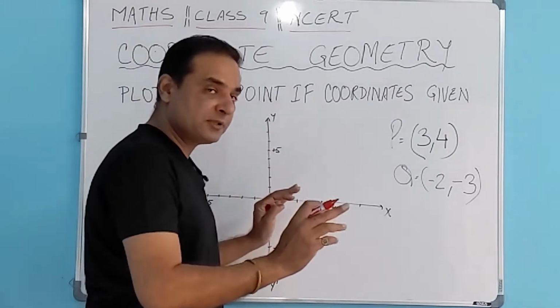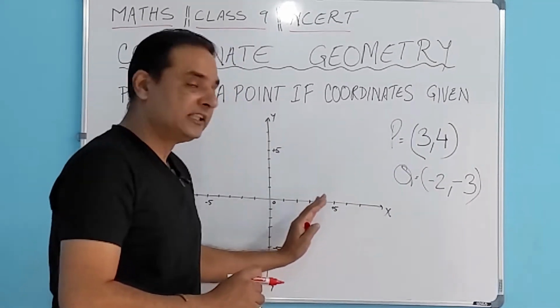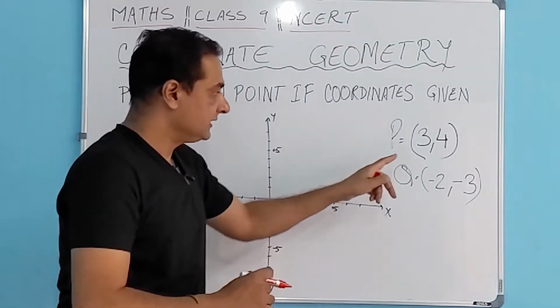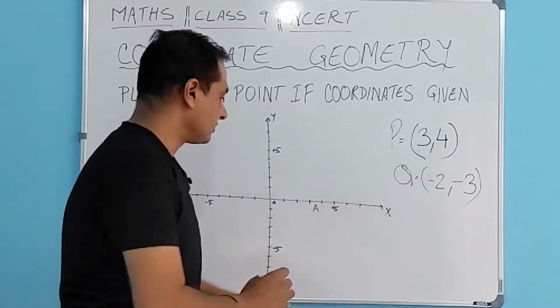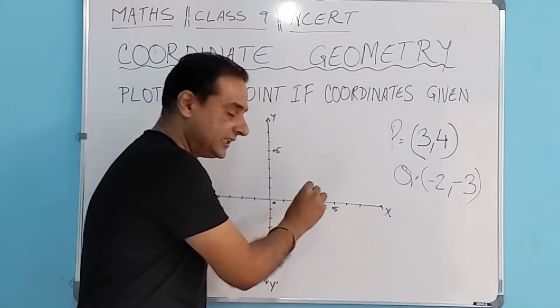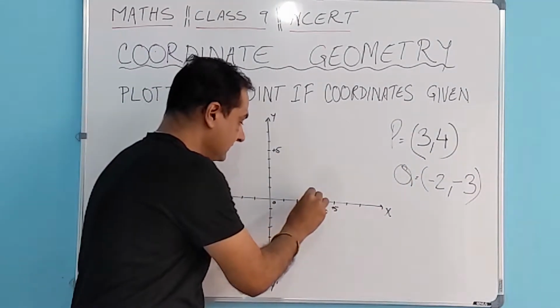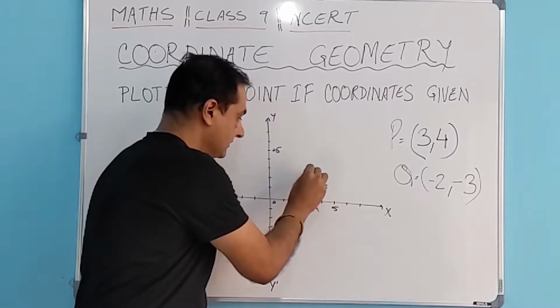Always step number 1, look for the abscissa, mark that point on the x-axis. Then look at the ordinate, which is the y coordinate. So this is 4. Make a line which is perpendicular to the x-axis. In this case, let's mark it here.